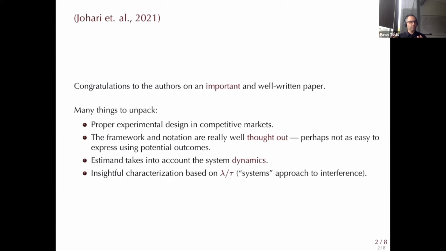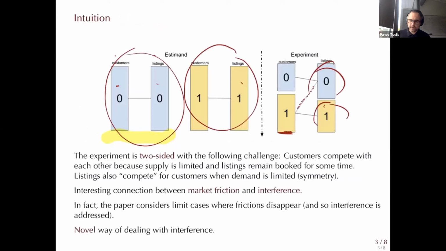So really, that connection between friction and interference, I think it's new and it's pretty exciting. And actually, the paper does consider those limit cases where friction disappears, right? Like in the case where this release is automatic, we don't have this friction. The customers don't have to wait, and so that friction disappears, and so interference disappears. And that's a novel way, I think, of dealing with interference. It's very different than what we'll do.